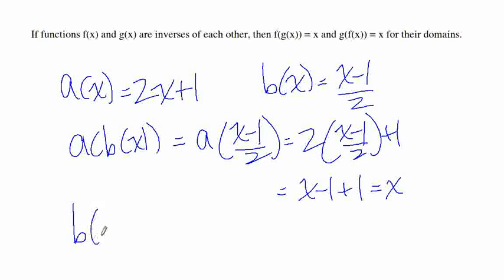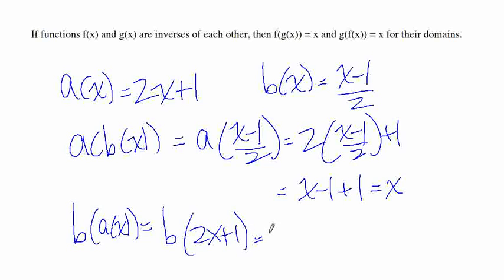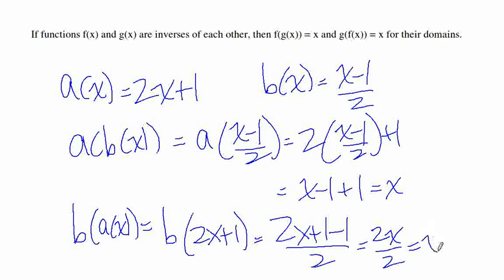Let's try b of a of x. That's equal to b of 2x plus 1, which is equal to 2x plus 1 minus 1 over 2, or 2x over 2, or x. So both compositions are equivalent to x, and therefore we know that these two functions are inverses of each other.